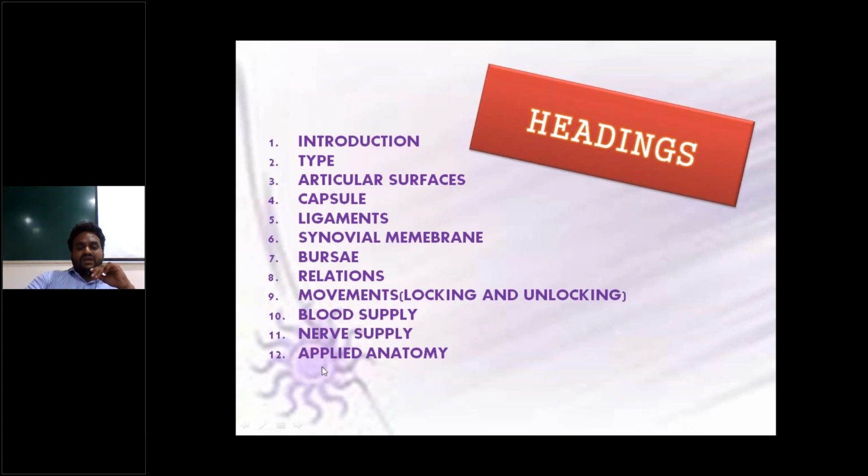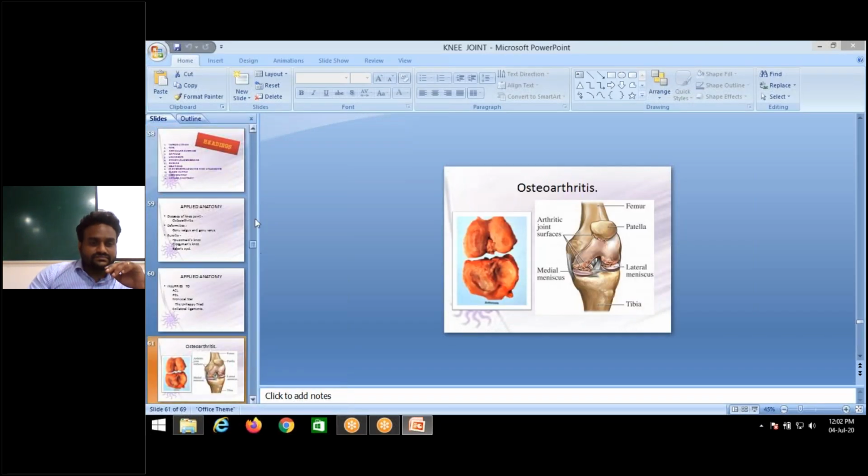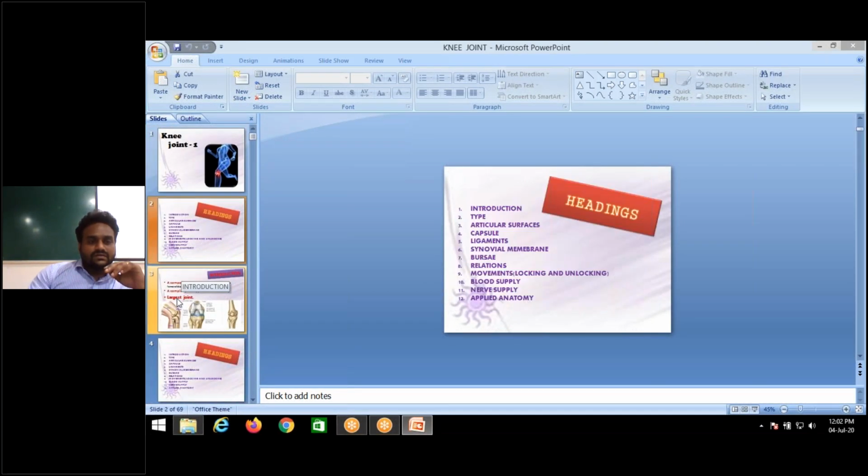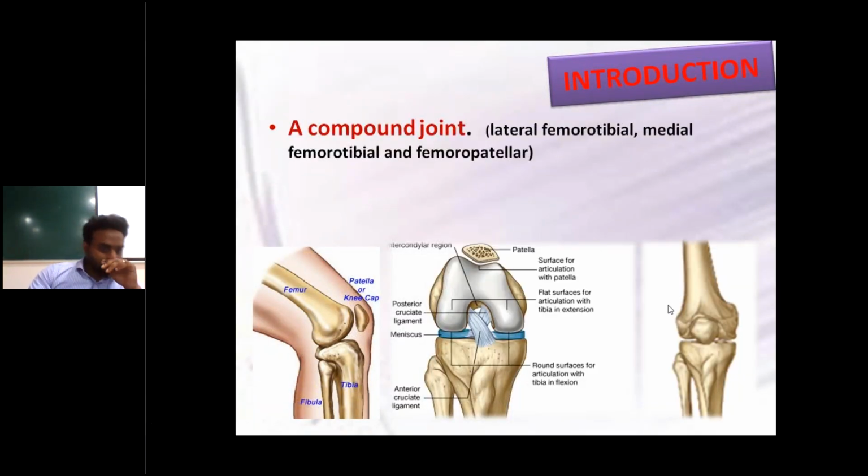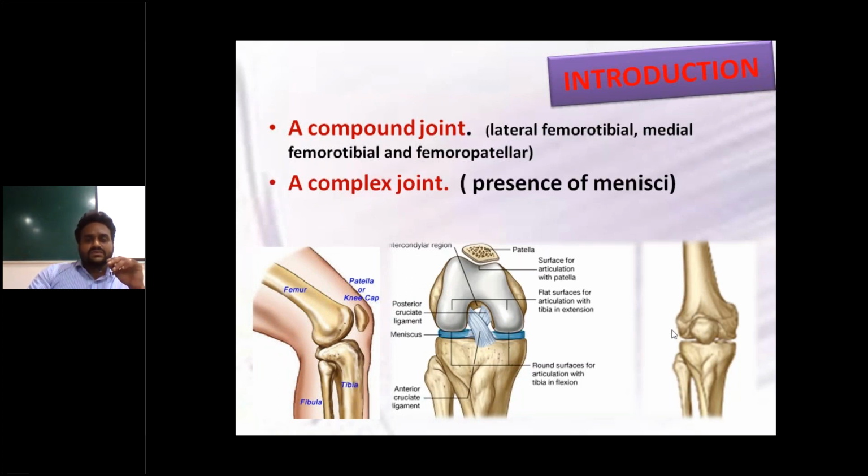And next we come to the last one, that is the applied anatomy. This is the last one of the knee joint. Before we go to the applied anatomy, I will briefly revise the entire knee joint from the introduction. Quick review. You know the introduction of the knee joint: this is the compound, complex, and largest joint in the body.